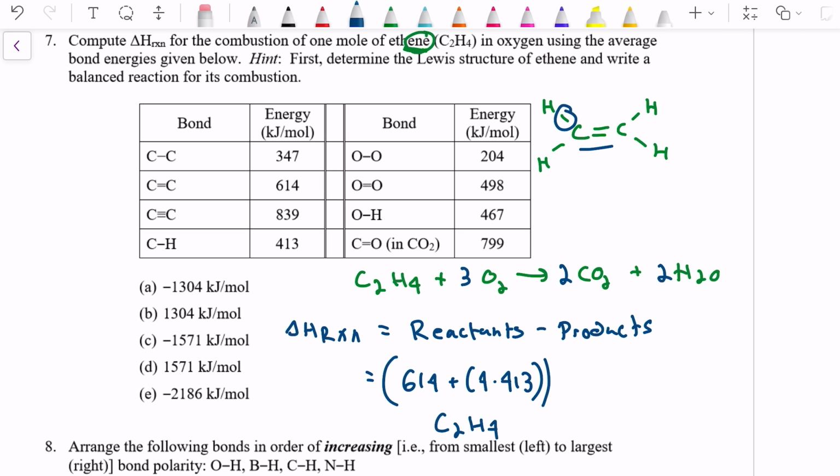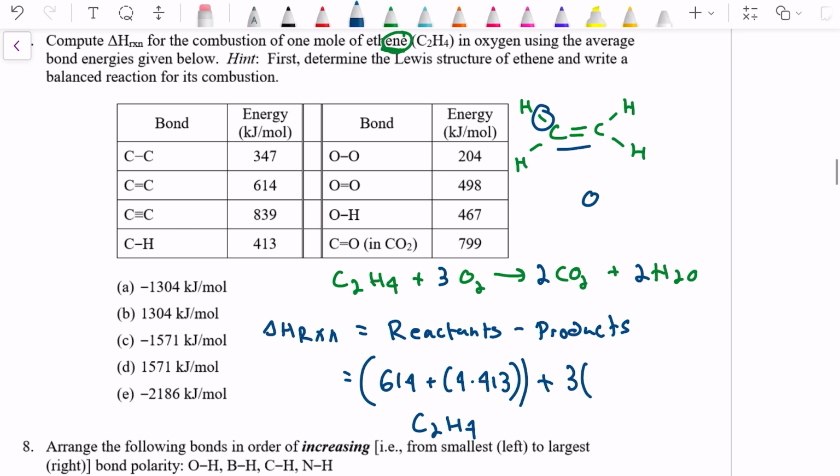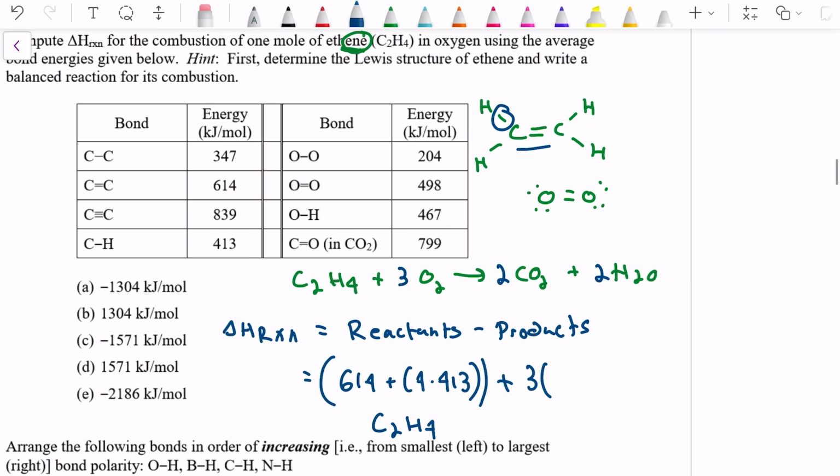Okay, so there's C2H4. Let's add on 3 of the O2 molecules. Let me do it in green to be consistent. So O2 is just that, right? And we have 3 of them. And within these 3 oxygen molecules, we have one oxygen-oxygen double bond, so 498.